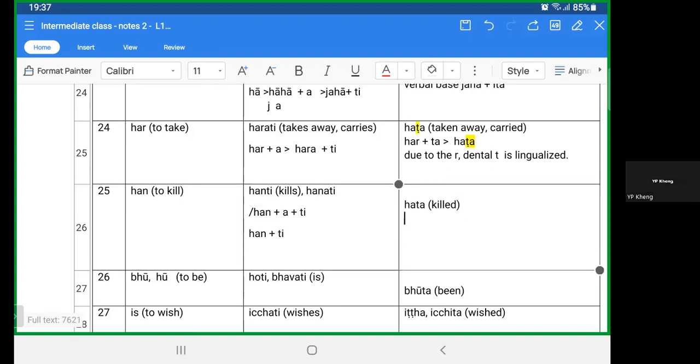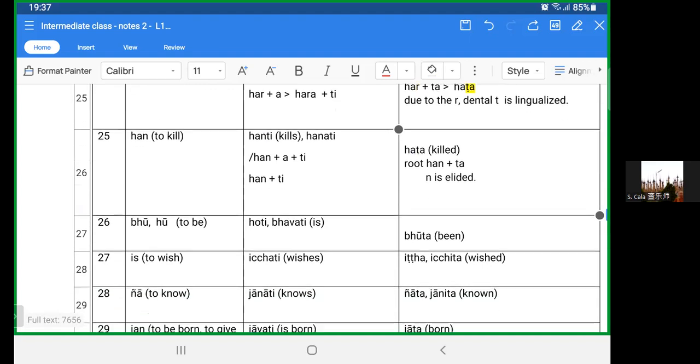How do you get this hatta? From the root ha and plus da. So what happened to the N? The N is elided. Oh, I see. Okay, thank you. So next one.